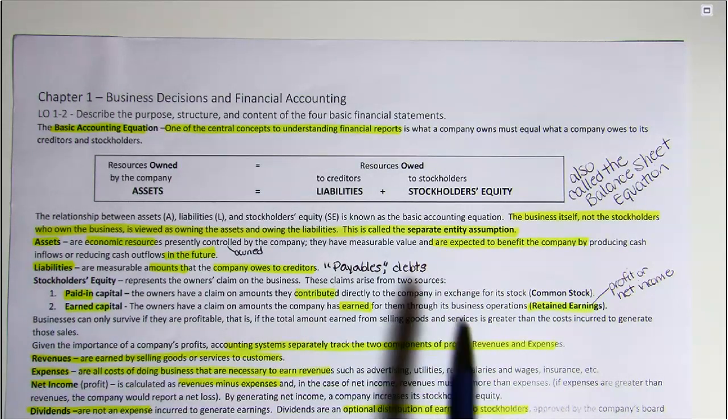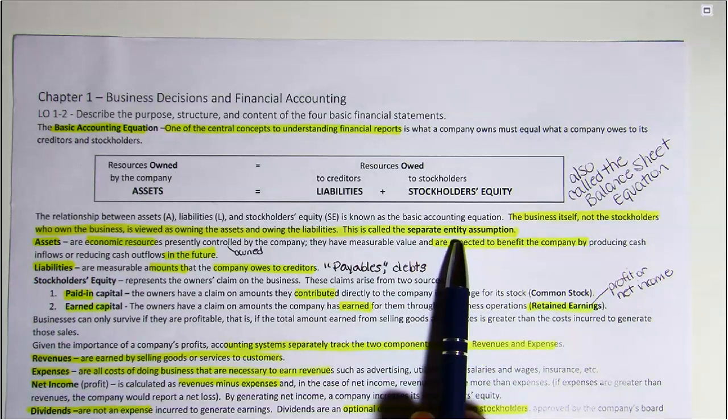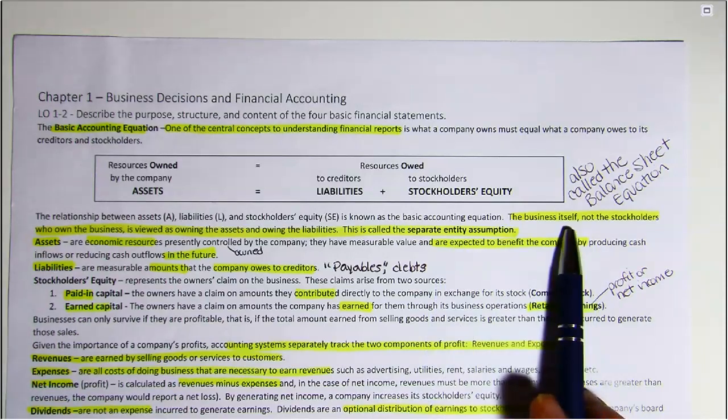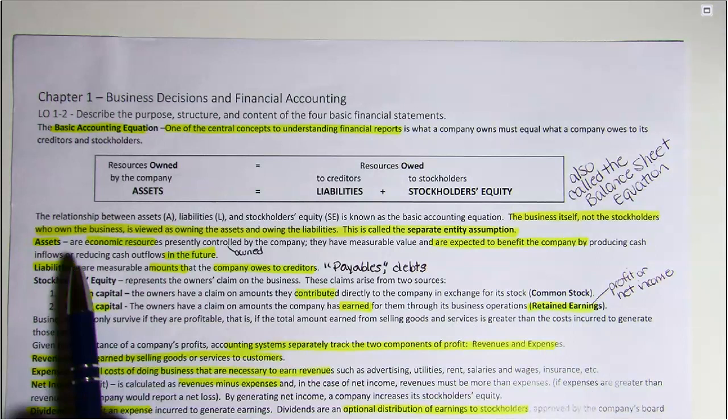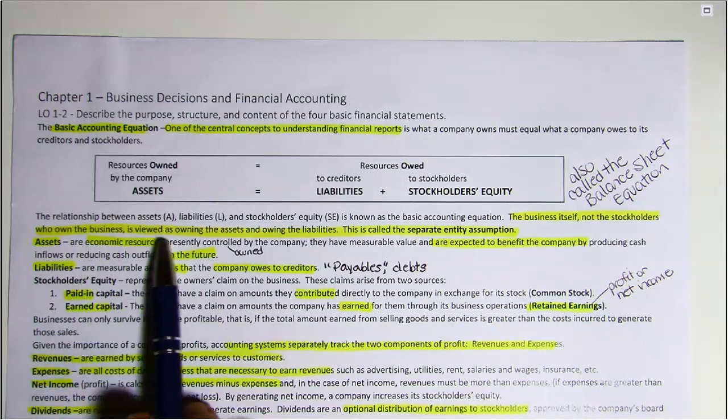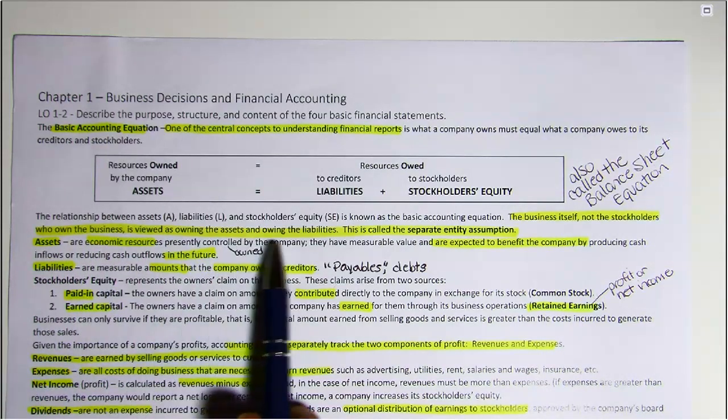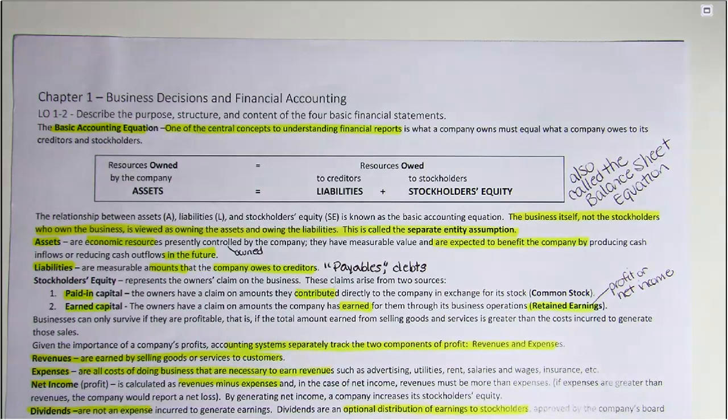But before we do, I want to call your attention to this separate entity assumption. And this is one of the cornerstone assumptions of accounting. The business itself, not the stockholders who own the business, is viewed as owning the assets and owing the liabilities. In other words, in the financial records and in the financial reports, we should only see transactions of the business and not the owner's personal transactions. The business and the owners are two separate entities.